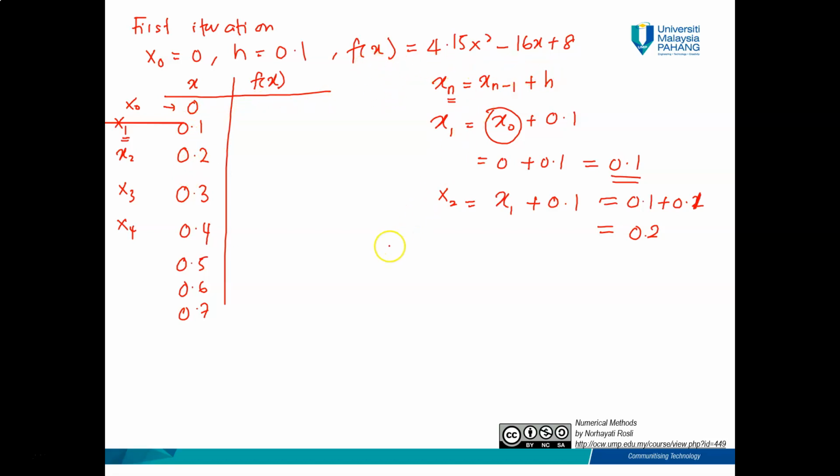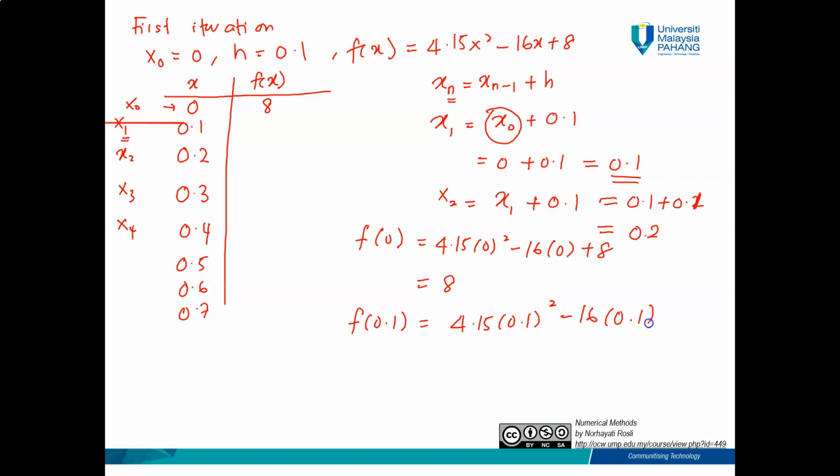Then class, for each value of x here, you need to compute your f. f is given by this function. For the first one, when x is 0, you need to substitute x with 0, so you have 4.15 times 0 squared minus 16 times 0 plus 8. That is equal to 8. When x equals 0.1, we have f(0.1), that is 4.15 times 0.1 squared minus 16 times 0.1 plus 8. You can use your calculator to compute this.